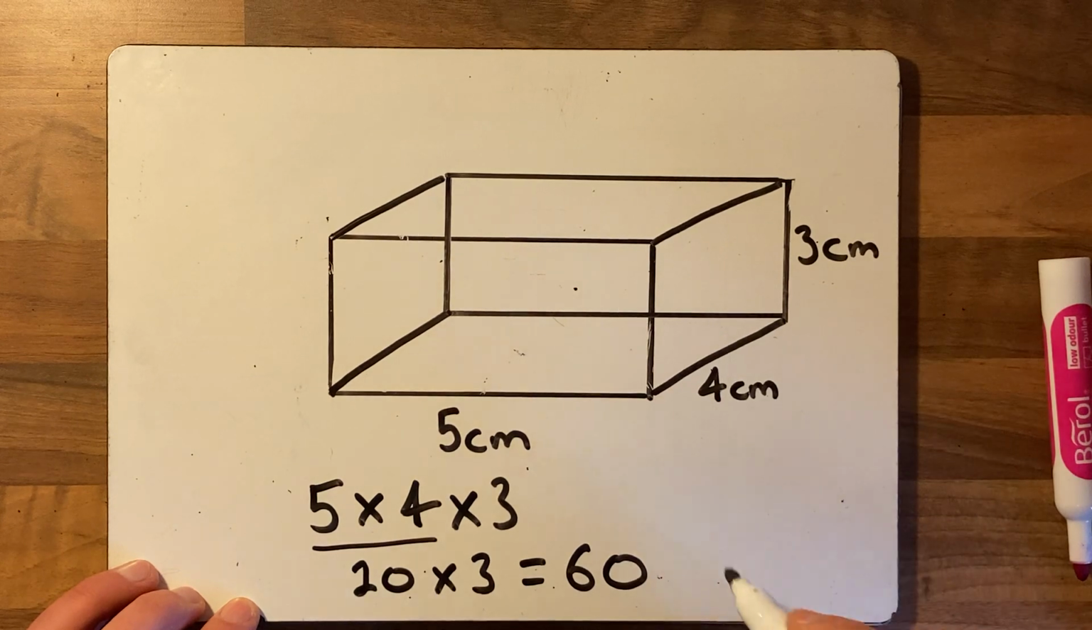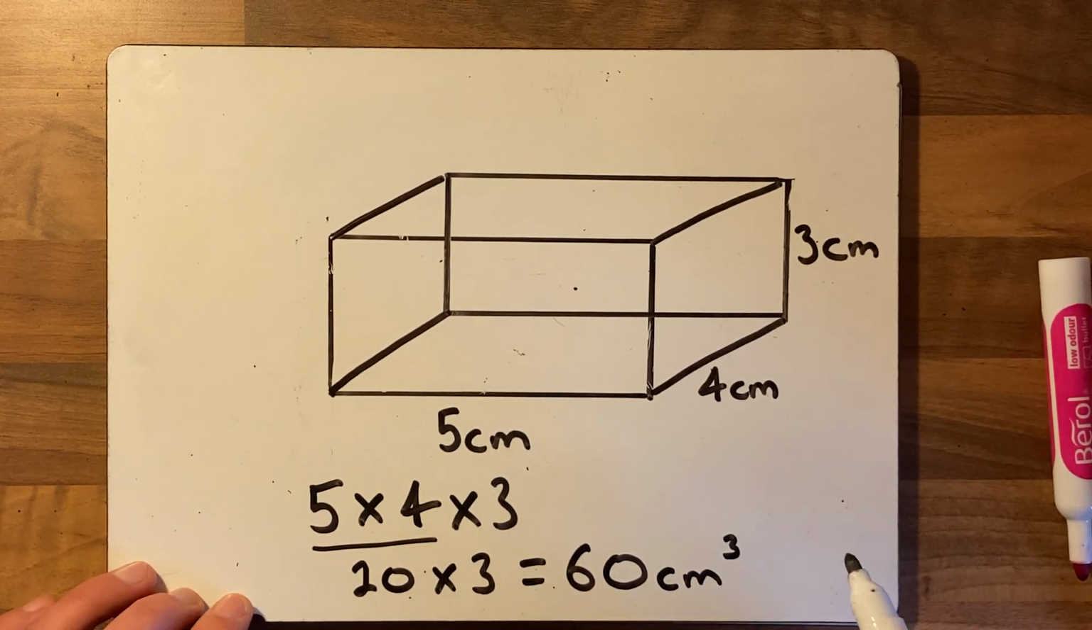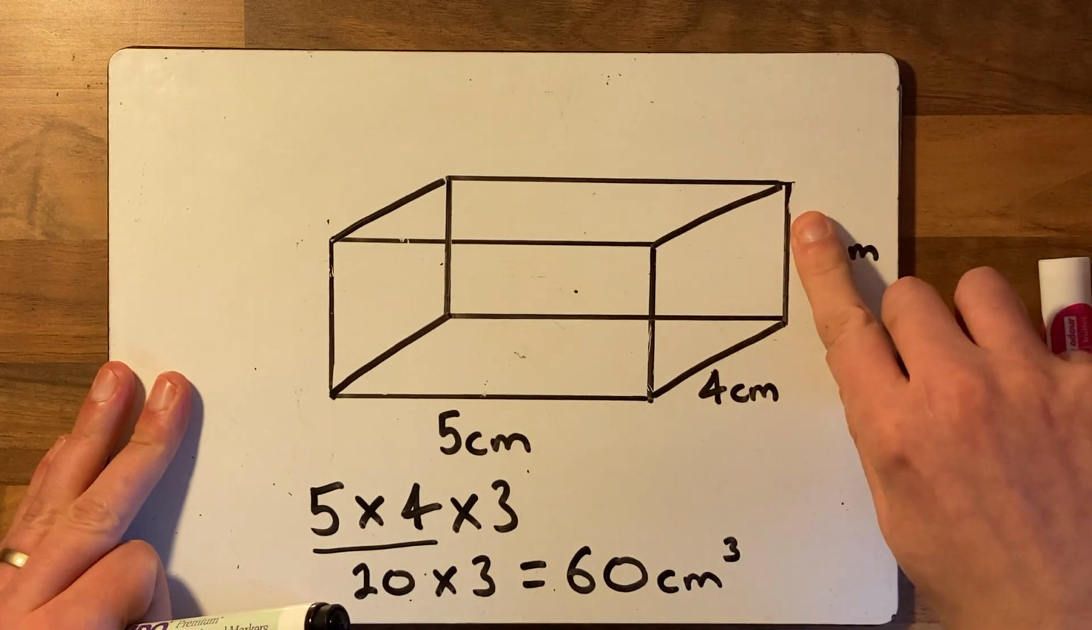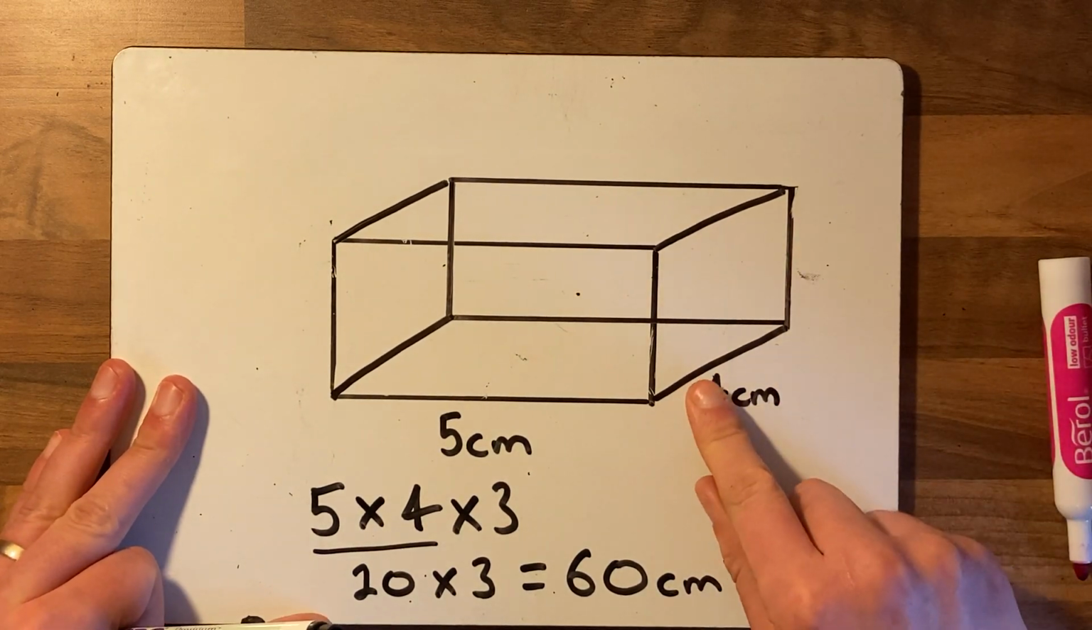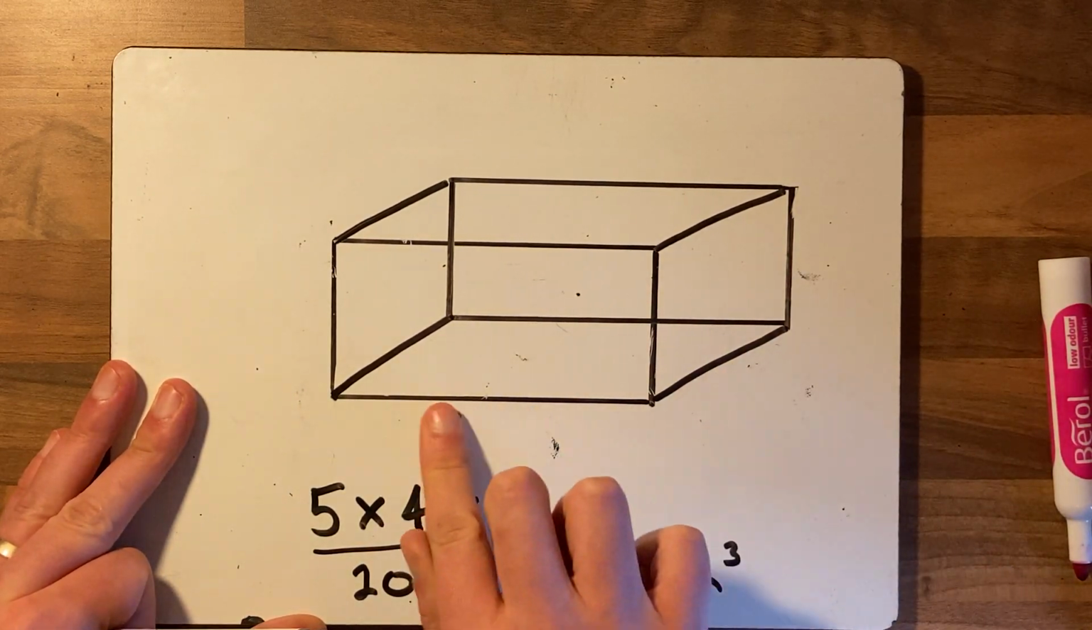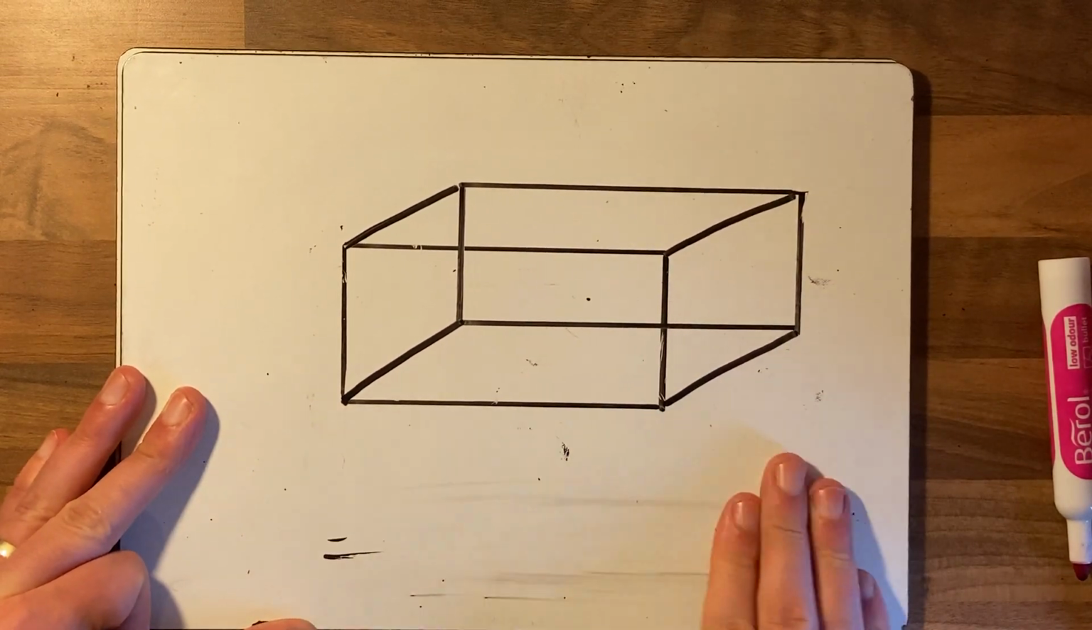The unit of measurement is centimetres, the number of cubes in the shape, so we write the cubed symbol there. Okay, let's have a go at this shape again. And I will write some more out for you to have a go at.